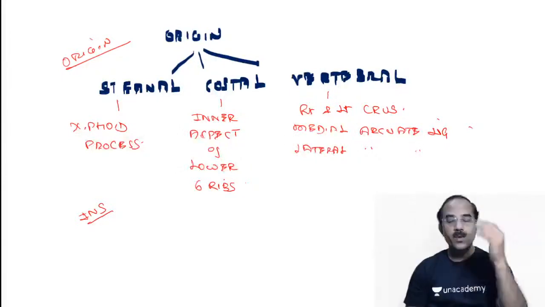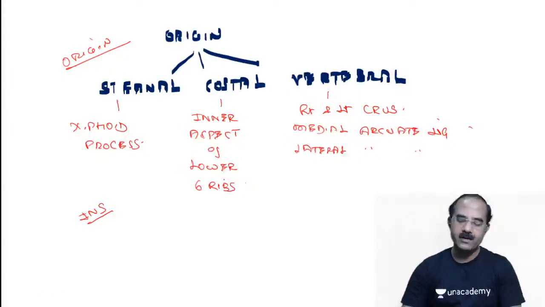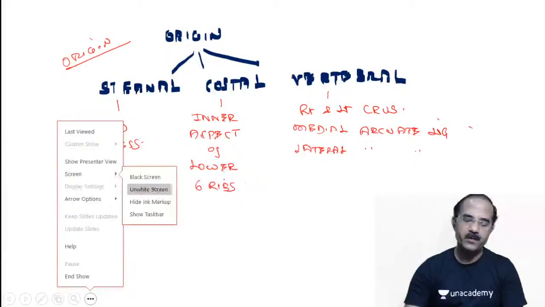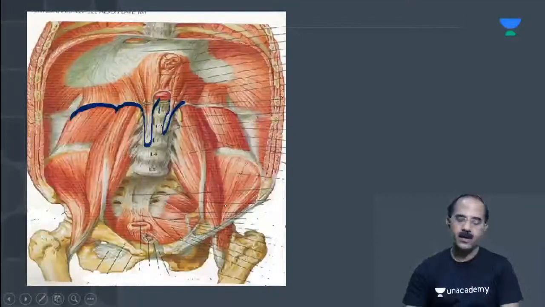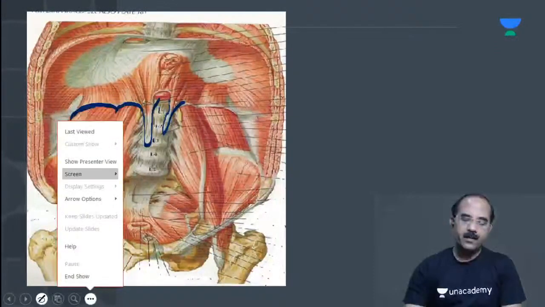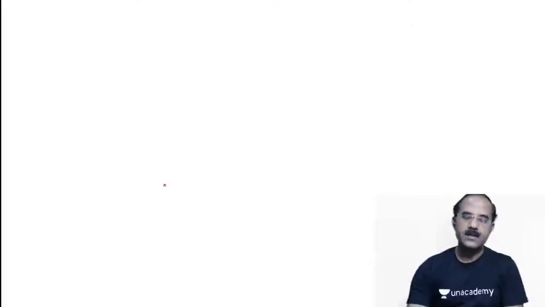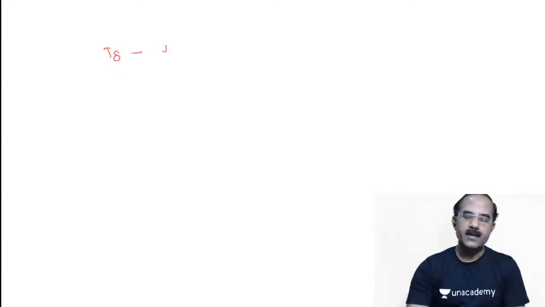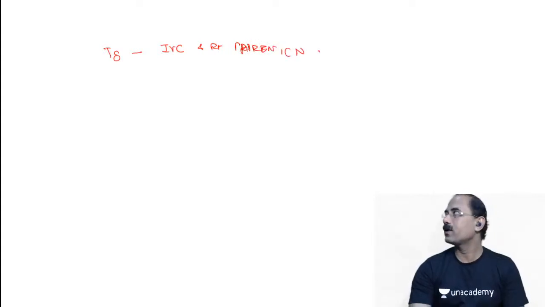Okay. Now what are the openings in the diaphragm? If you can just tell me the openings in the diaphragm. One moment. Okay. What are the openings in the diaphragm? One is at T8. Answer this. What opens at T8 vertebral level? That's the IVC and the right phrenic nerve.